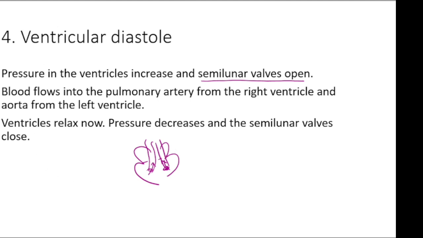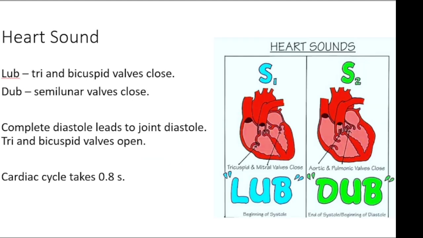Once they enter inside these two blood vessels, now the ventricles relax. That is called a ventricular diastole. Once the ventricles relax, what happens? The pressure decreases. As a result, blood can come back. Can that happen? No. So now the semilunar valves will close. So the valve closure function is to prevent the backflow.